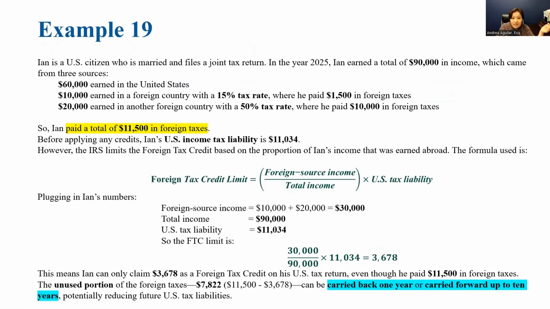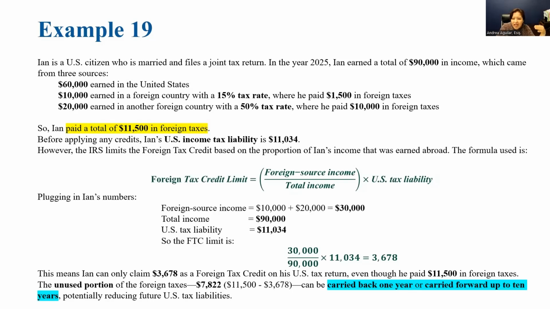Ian is a US citizen who is married and files a joint tax return. In the tax year 2025, Ian earned a total of $90,000 in income, which came from three sources: $60,000 earned in the United States, $10,000 earned in a foreign country with a 15% tax rate, where he paid $1,500 in foreign taxes, and $20,000 earned in another foreign country with a 50% tax rate, where he paid $10,000 in foreign taxes. Can you imagine? 50% tax rate. In the US, it could be up to 37%.